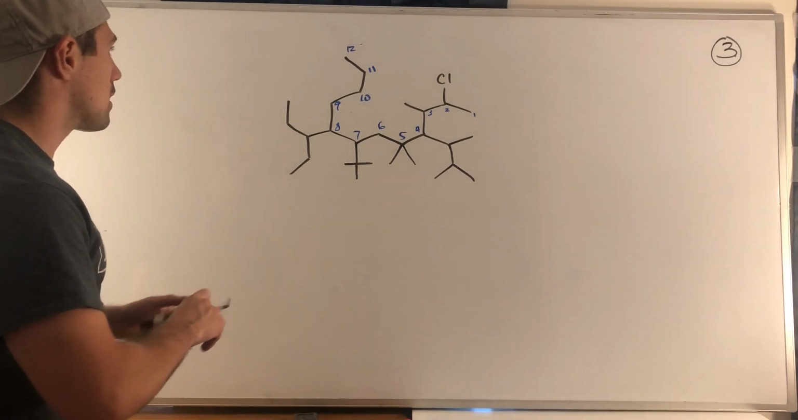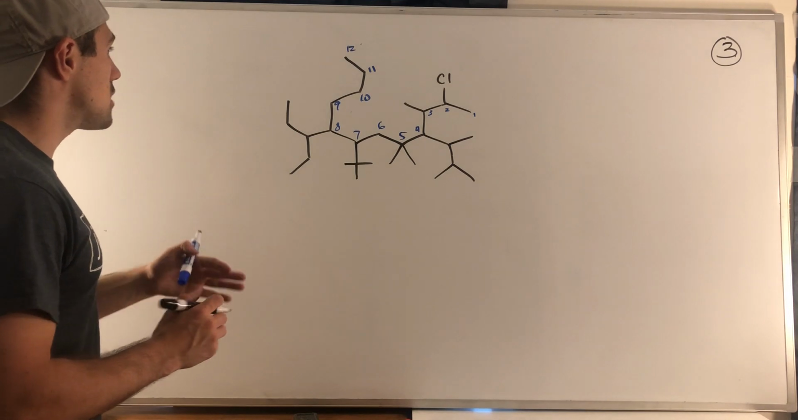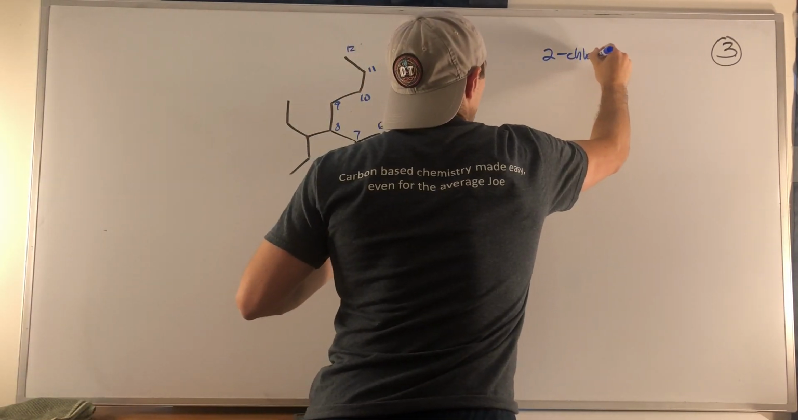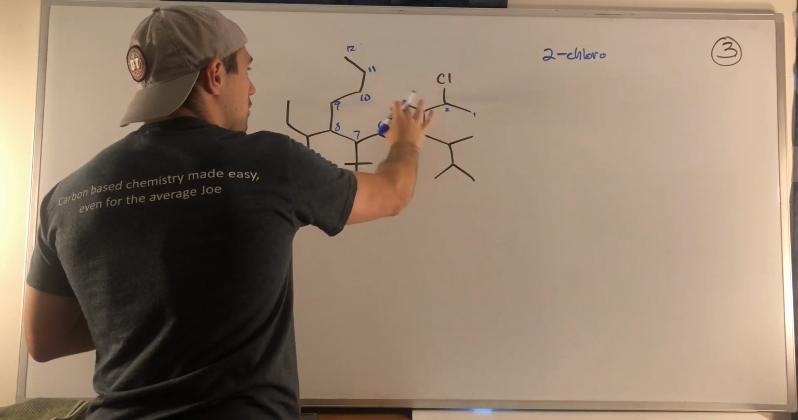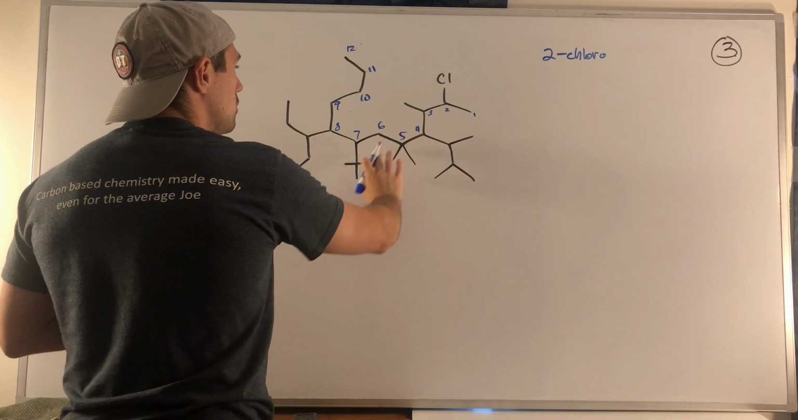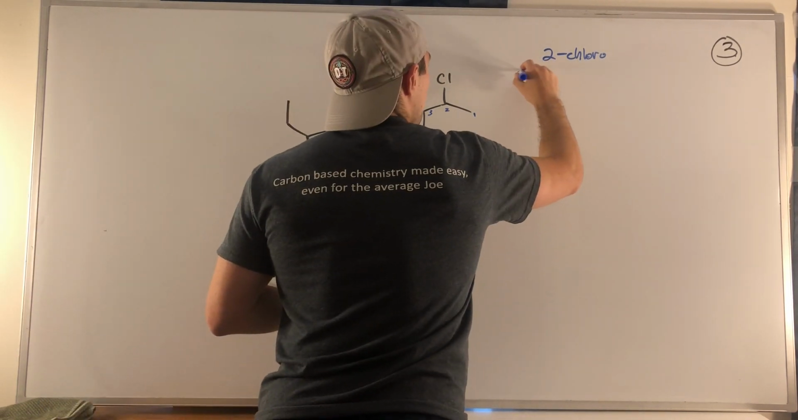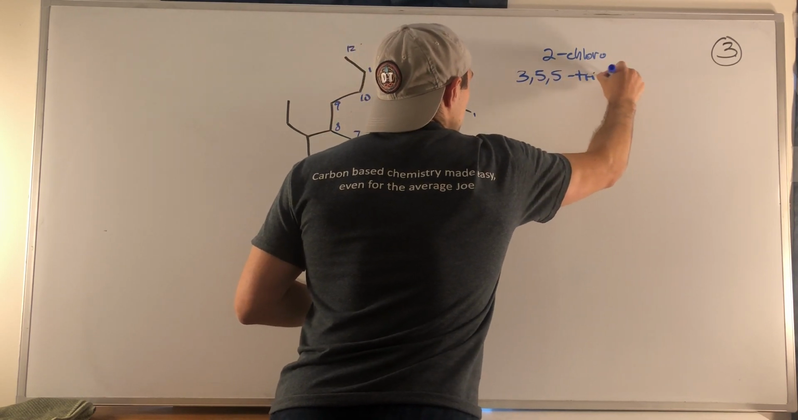Okay, so let's go about naming our substituents. So at this point, right, we have 2-chloro. Then I can get to my methyl, so I have a methyl here, and so I have 1 methyl, 2 on 5. That's it. So I have 3 total. So I have 3 and then 2 on 5. So 3,5,5-trimethyl.